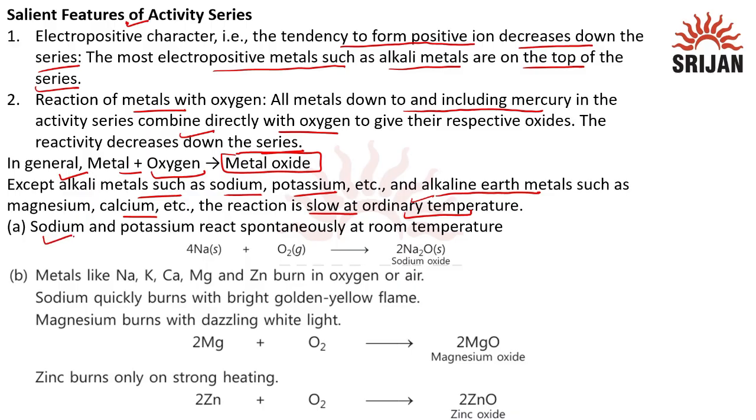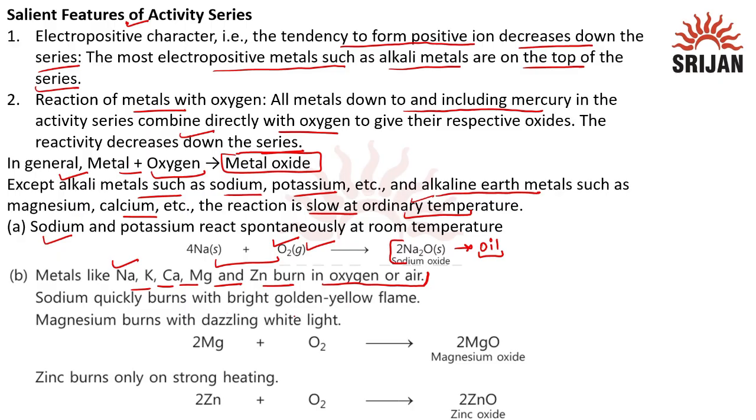Here, we will see the reaction of sodium and potassium with oxygen. Sodium and potassium react very spontaneously with oxygen to form sodium oxide and potassium oxide. These metals are very reactive with oxygen, that's why they are kept in kerosene oil, so that they cannot come in contact with the air. Metals like sodium, potassium, calcium, magnesium and zinc burn in oxygen because they are very reactive.